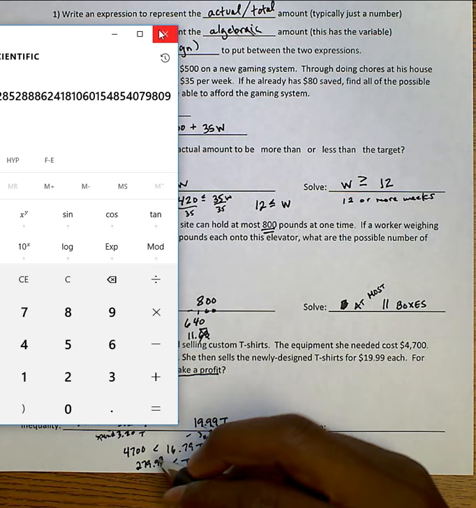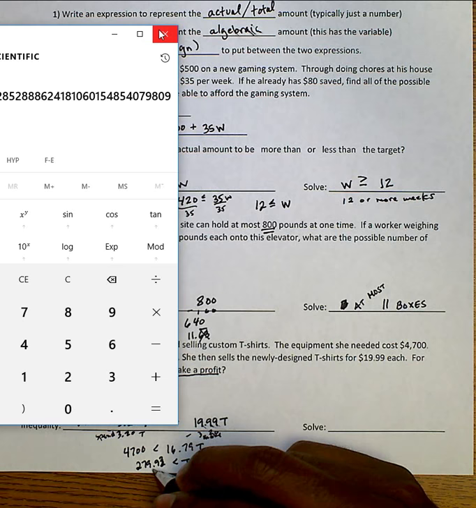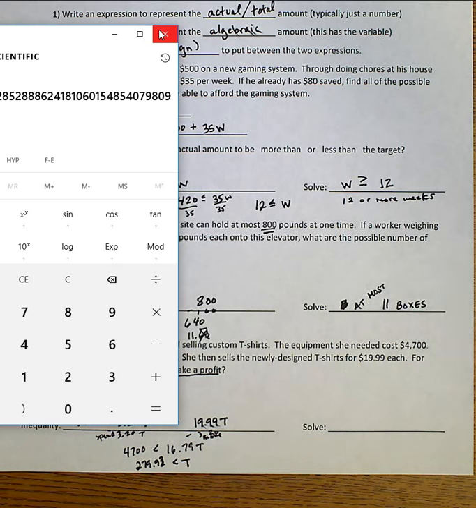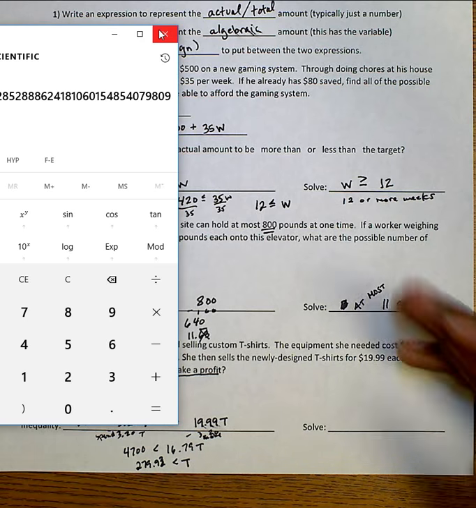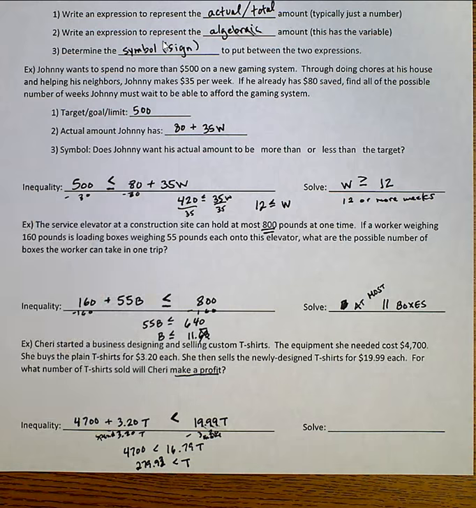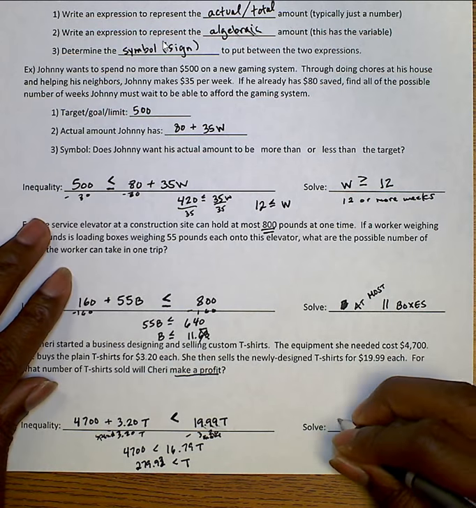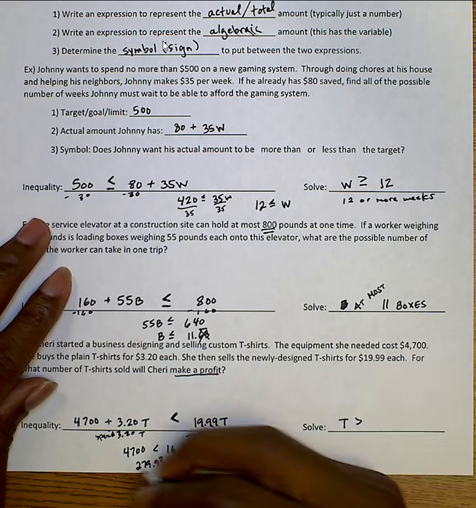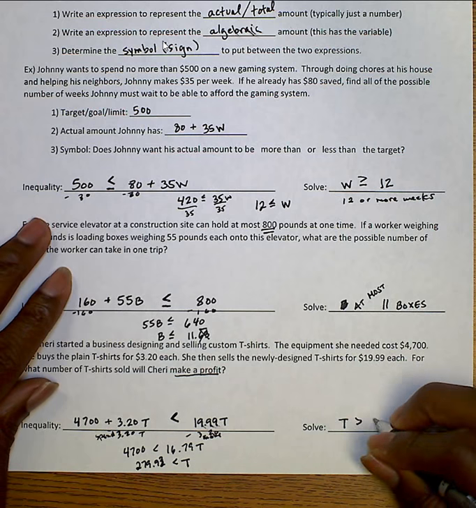If she sells 279 t-shirts, does she make enough money for making a profit? And the answer is no. She needs 0.93 more. Now, nobody's going to buy 0.93 shirts though, and she's not going to sell 0.93 shirts. So, instead of saying t is greater than 279.93, we're going to say t is greater than 280.